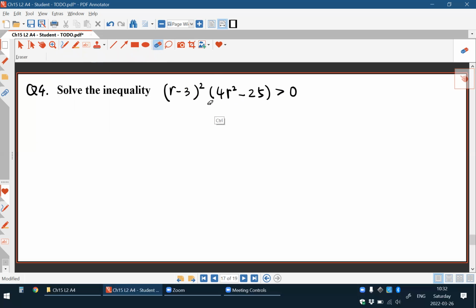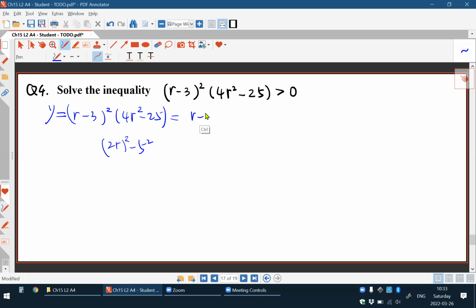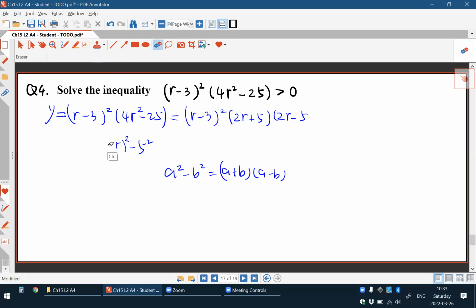Okay, so if we consider this function, y equals (r minus 3) squared, then (4r squared minus 25). First of all, this is just (2r) squared minus 5 squared, right? And using the formula, we know this can be factored to (2r plus 5)(2r minus 5), right? Because it's simply a squared minus b squared. a squared minus b squared is (a plus b) times (a minus b). Okay, in this way, the second part of this expression is factored to (2r plus 5) times (2r minus 5).